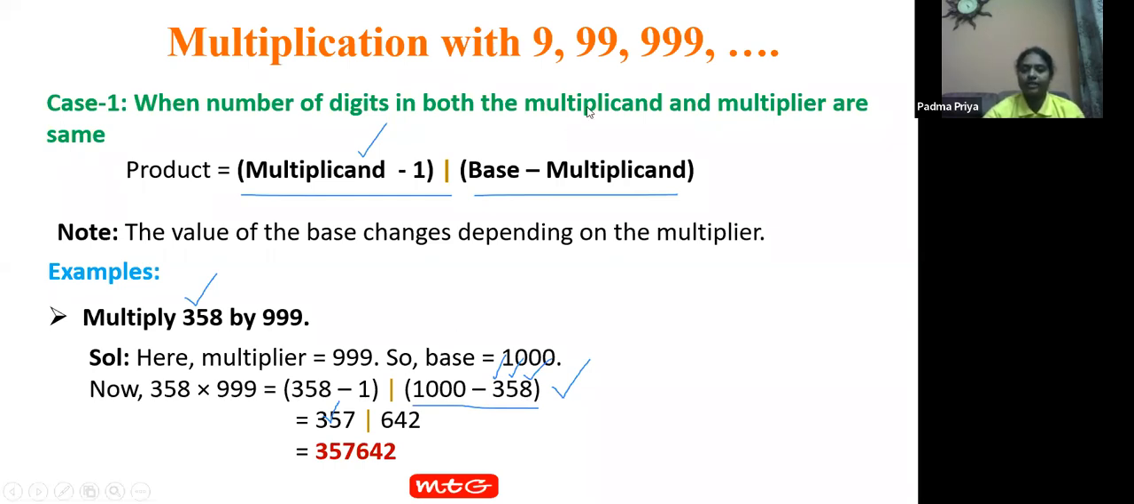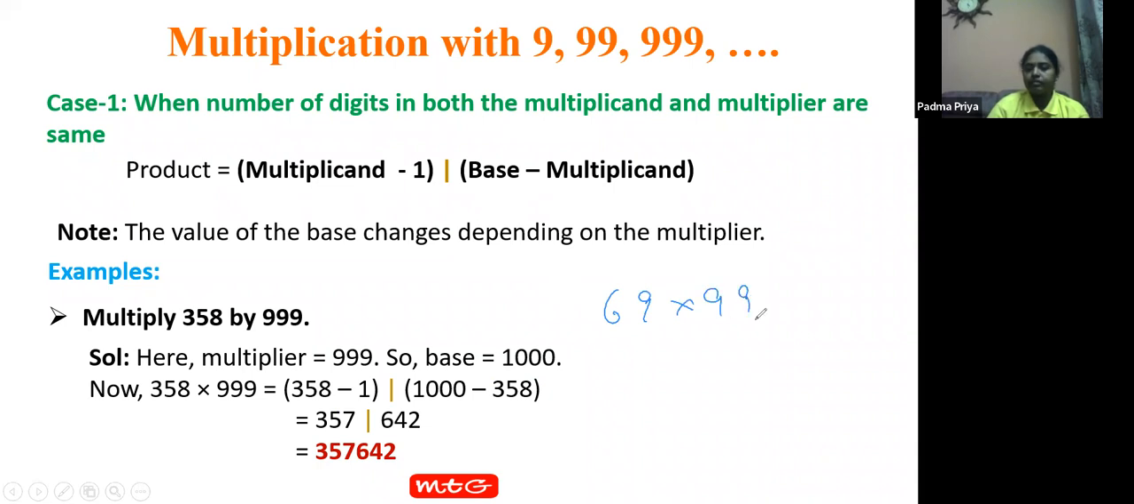Let me give you one more example. See here. If I'm multiplying 69 with 91, what will I do? First, I'm seeing whether my multiplicand and multiplier have the same digits. Yes, very good. And basing on the multiplier, I pick my base. What is my base? 100. Now I start doing my multiplication.